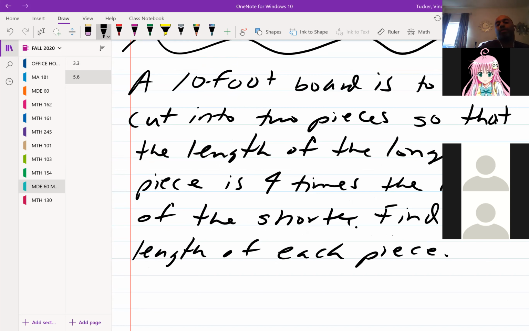All right, so we have a 10-foot board is to be cut into 2 pieces so that the length of the longer piece is 4 times the length of the shorter. Find the length of each piece. Give you a chance to write it.